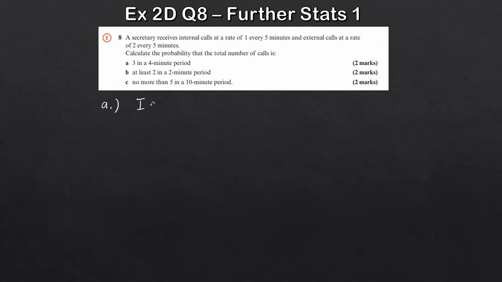So I is modelled with a Poisson distribution. I is what I'm going to say is my internal call, so that's a rate of 1 every 5 minutes. And we're going to have the external E modelled with a Poisson distribution, at a rate of 2 every 5 minutes. Okay. So combining these, because that's what we're looking for, the total number of calls, I plus E can be modelled with a Poisson. Remember, we just add the two constants, so it'll be 1 plus 2, giving me a value of 3 every 5 minutes.